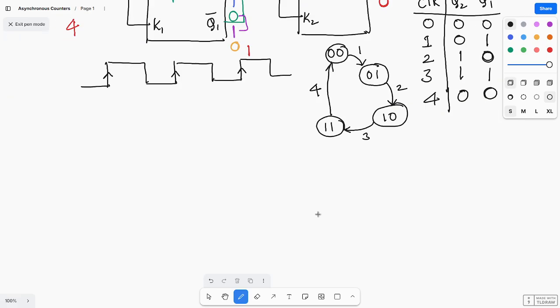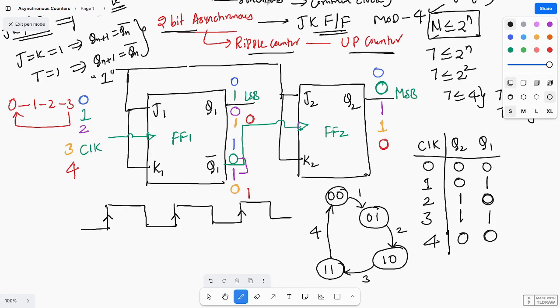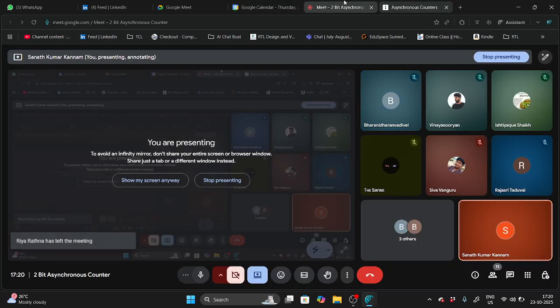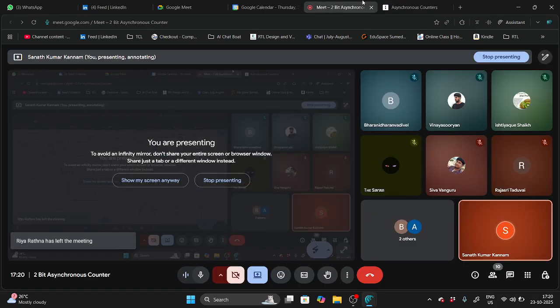Next I will design a 2-bit asynchronous down counter. Are there any doubts or queries in this 2-bit asynchronous counter, so that I can move forward? Anyone? Shall I move forward?